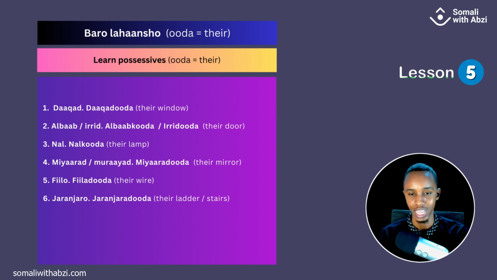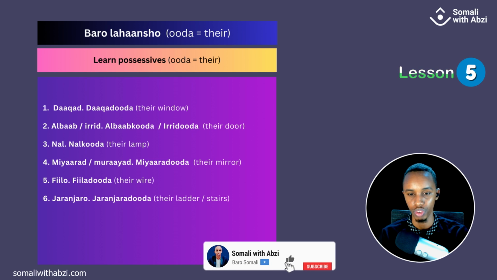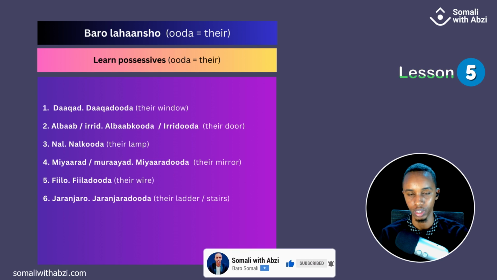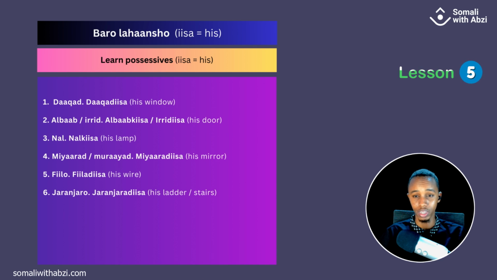So if it's daqada, drop the vowel a, daqadoda. Albabka, albabkoda. Nalka, nalkoda. Miyarada, miyaradoda. Fiilada, fiiladooda. Jaranjarada, jaranjaradoda. Now let's go to the next section, which is Isa.